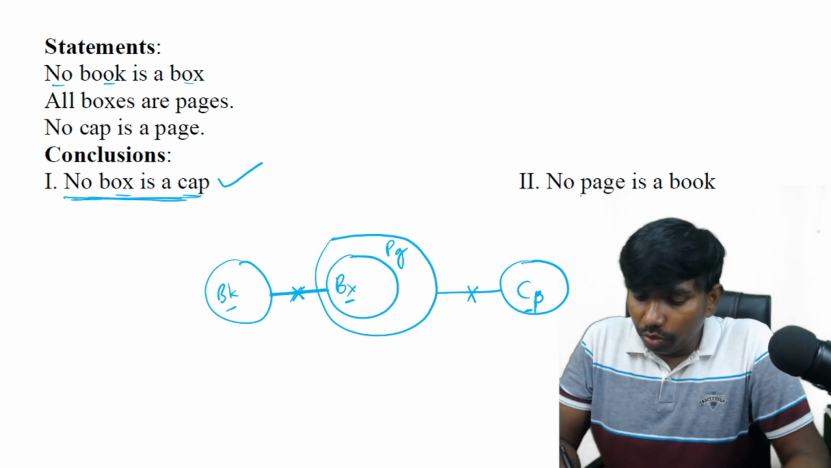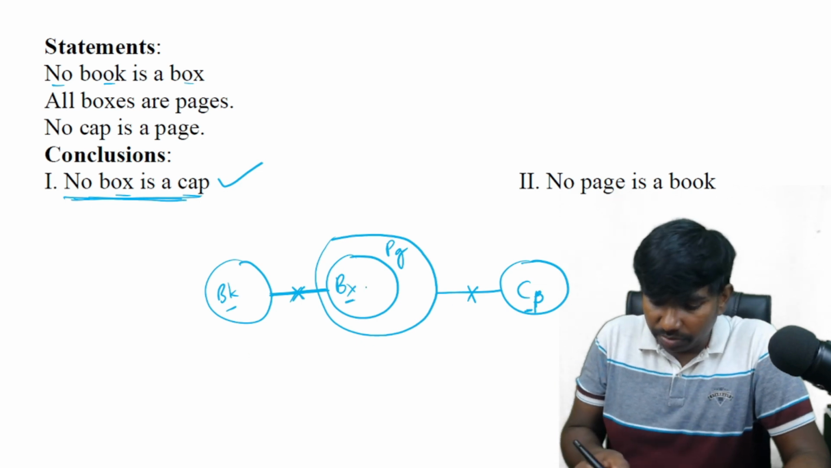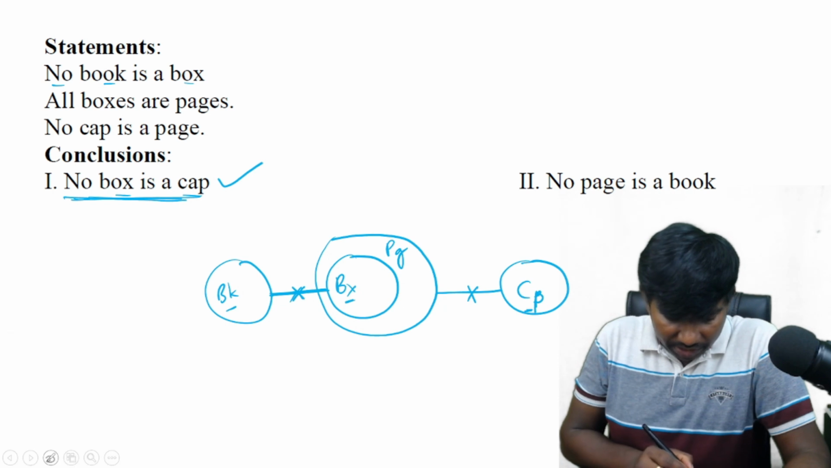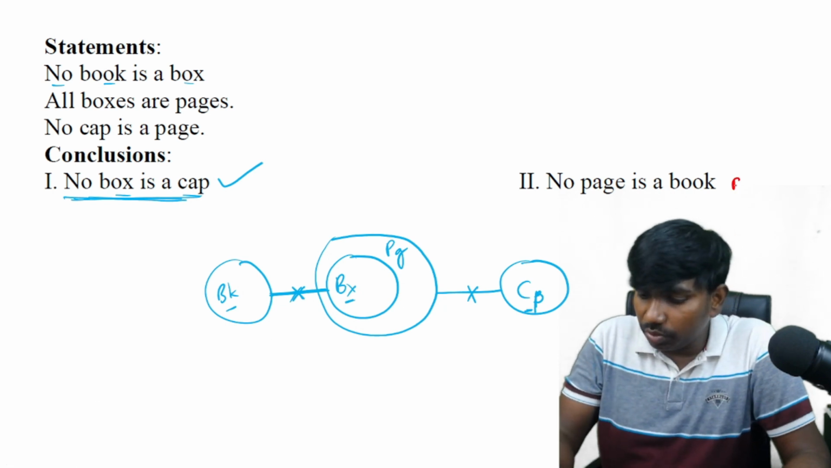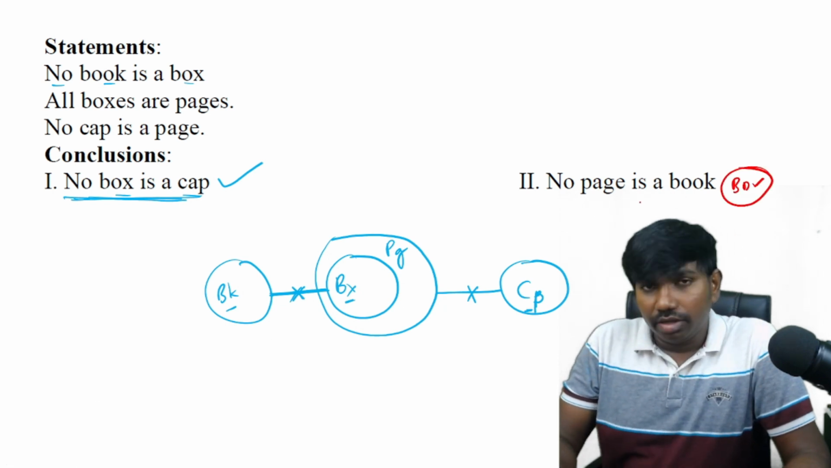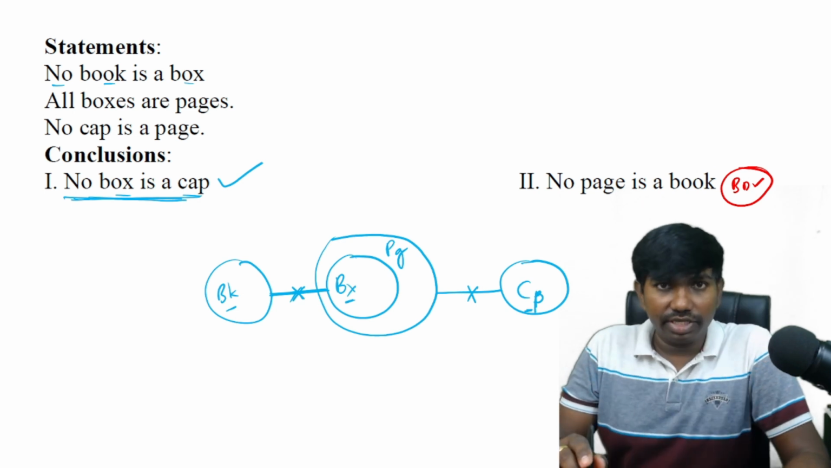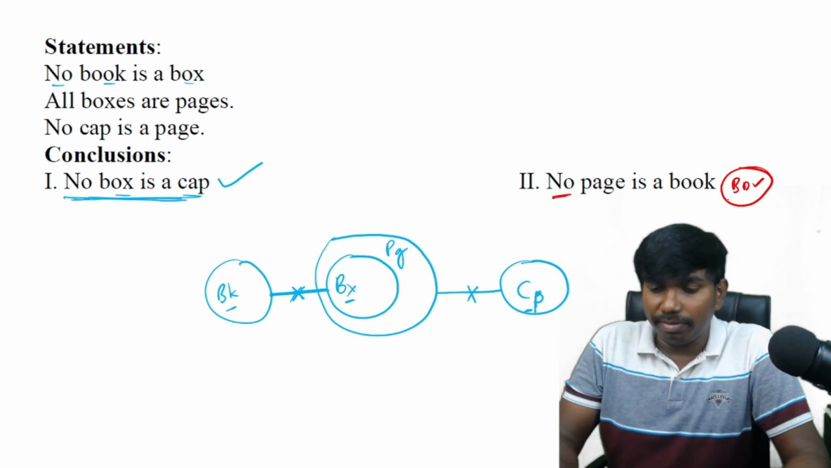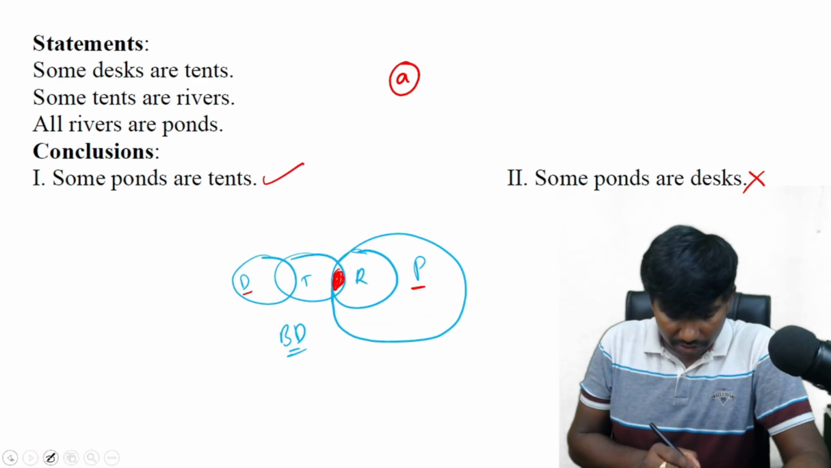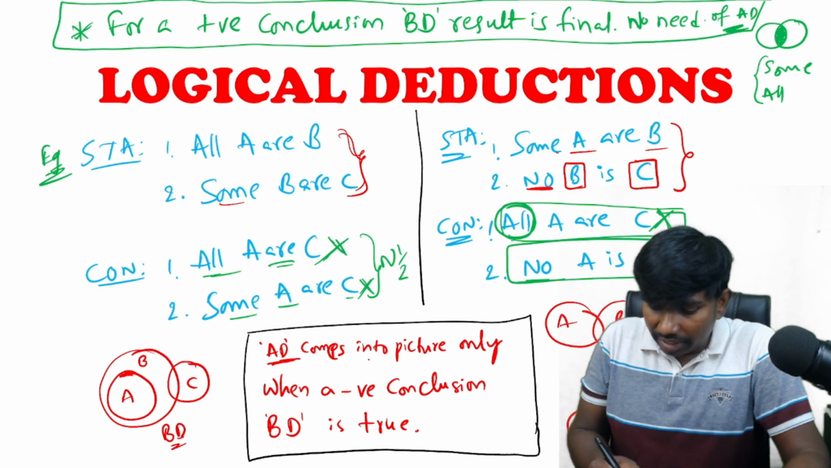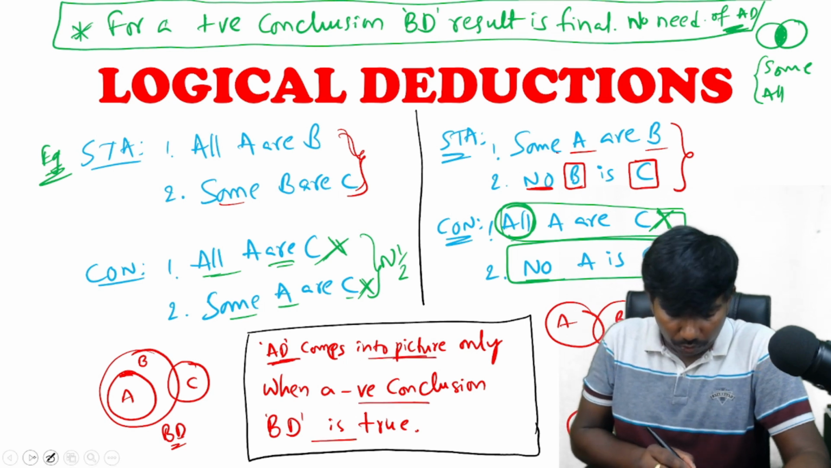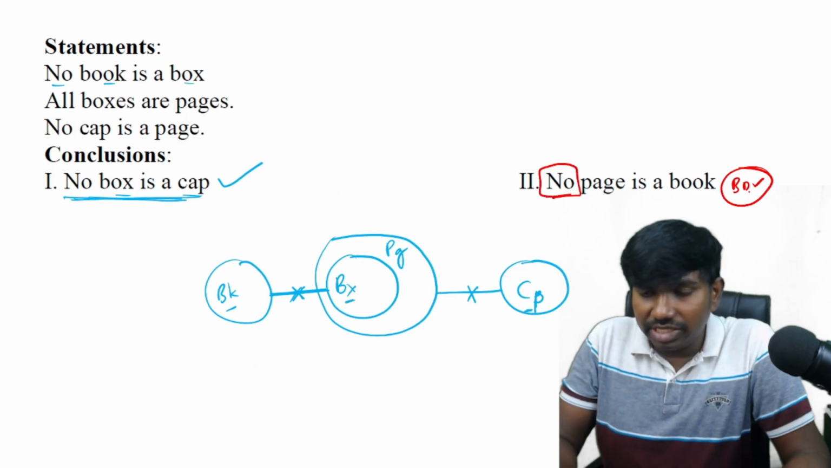Second, no page is book. In the basic diagram it is true, right? In the basic diagram it is okay. But I told one point. What is that point? The alternate diagram comes into picture only when a negative conclusion is true in the basic diagram. Yes, this is a negative conclusion and the basic diagram is true.